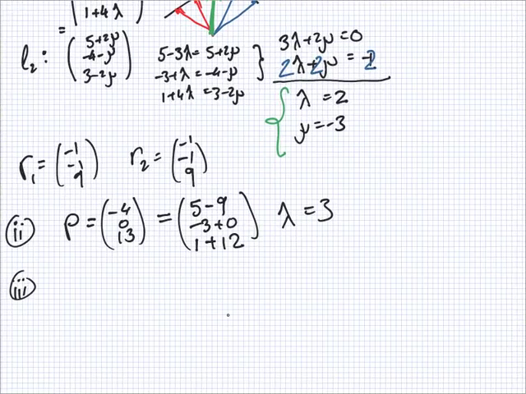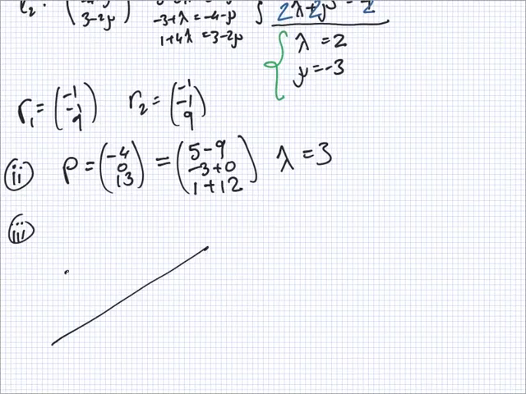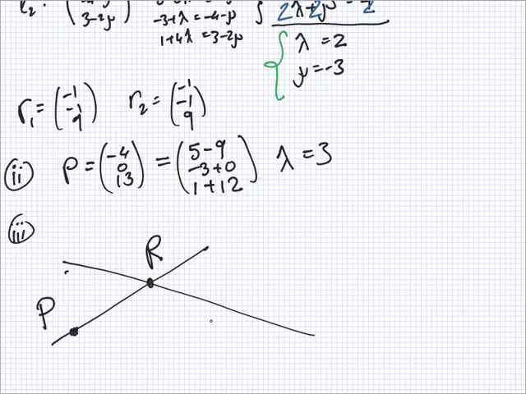Right, number 3. You're given Q on L2. Find the angle between PQ and L2. Okay, so let me just draw this one. There's one line, there's a second line, there's R. P is on the first line and Q is on the second line. We want the angle between PQ and this line, in other words between PQ and QR. We want this angle here, theta.